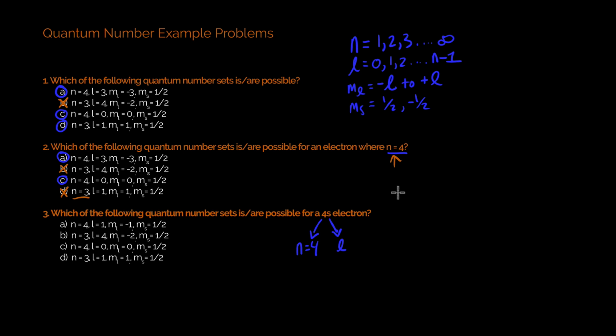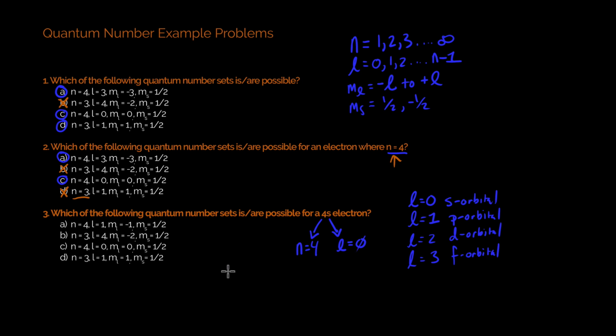Well, let's just recap that rule. If L is equal to 0, that is going to be an s orbital. If L is equal to 1, that is a p orbital. If L is equal to 2, that is going to be a d orbital. And it's going to repeat like that. I'll give you one more. If L is equal to 3, that's going to be an f orbital. All right, so if this is a 4s electron, we're providing you both the n and L value. And you should now see that the L value is equal to 0.